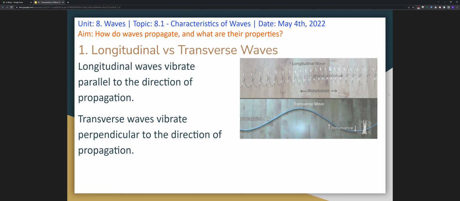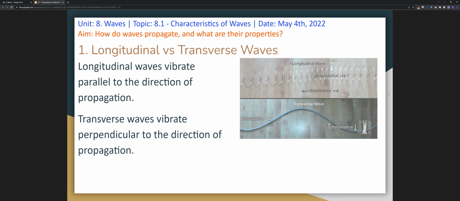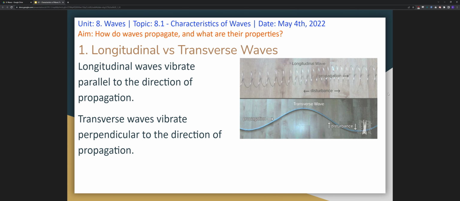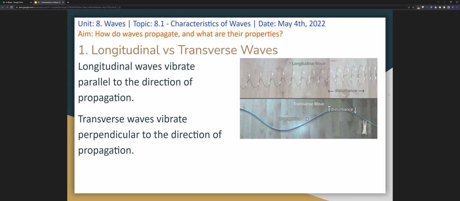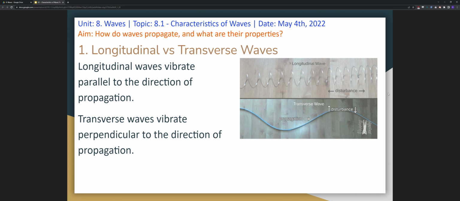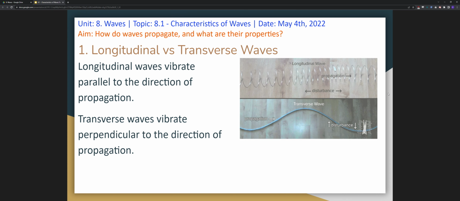And I could show you this in real life. So we're going to learn about two different ways waves actually propagate. And the first type of wave is called longitudinal. Now, if you were in class, I could show you this. I showed you how waves actually propagate as they move to the right. So longitudinal waves vibrate parallel to the direction of propagation.